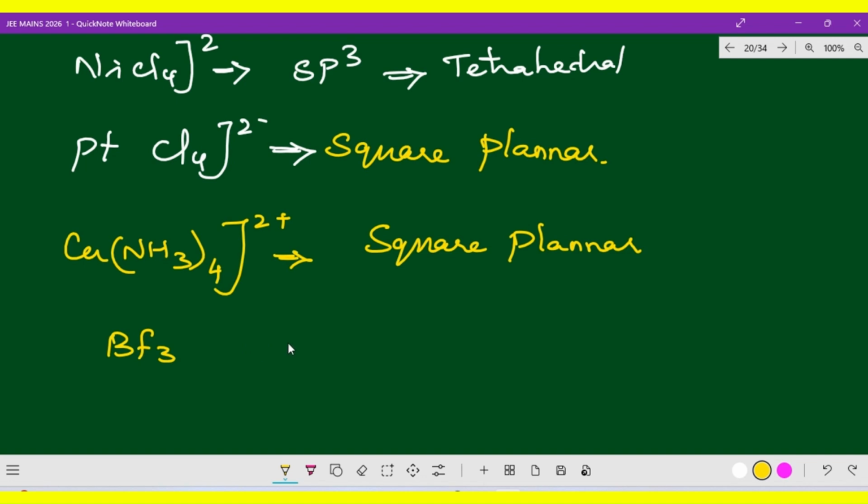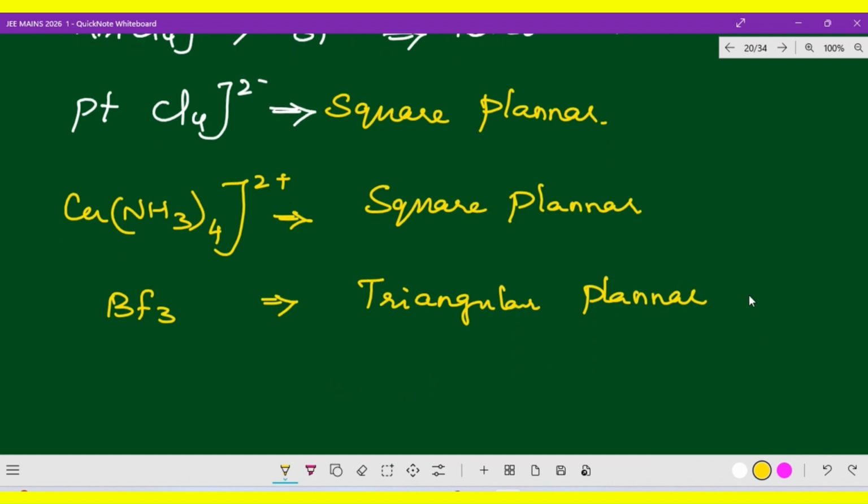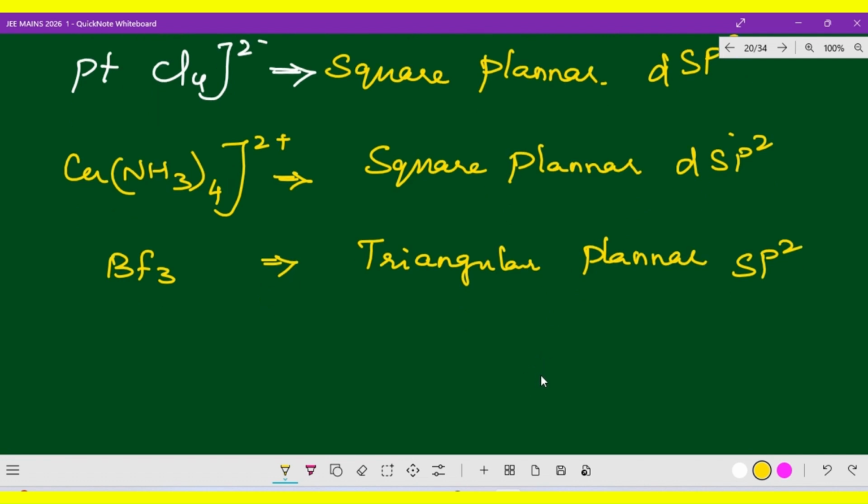BF3 is simple, and you already know very well that it is triangular planar, with sp2 hybridization. Here PtCl4 is dsp2 only, and Cu(NH3)4 is also dsp2. I just mentioned these first to complete that. I think you have learned it, so follow the same idea. It is very simple.